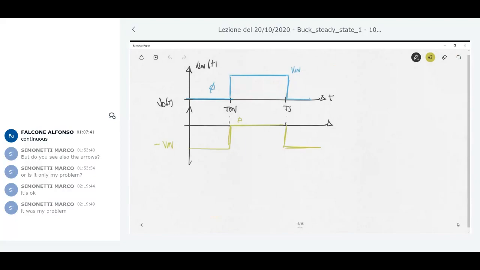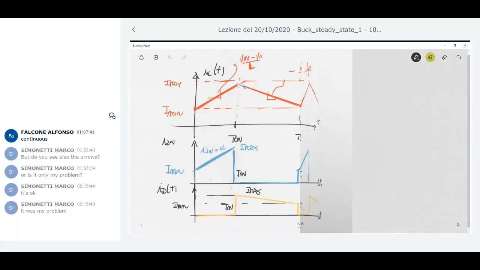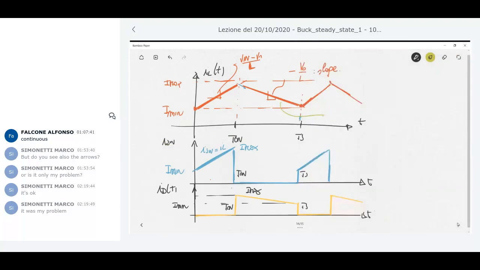If you want to describe the current here mathematically, as we did for the T-on phase, we have that IL of t is I max plus the integral of VL of tau d tau, which is I max minus V naught over L times t. And this holds for t included in T-off.